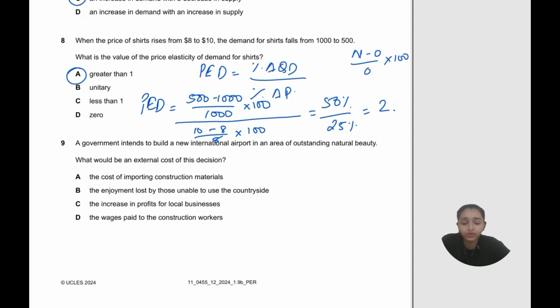Ninth question: a government intends to build a new international airport in an area of outstanding natural beauty.